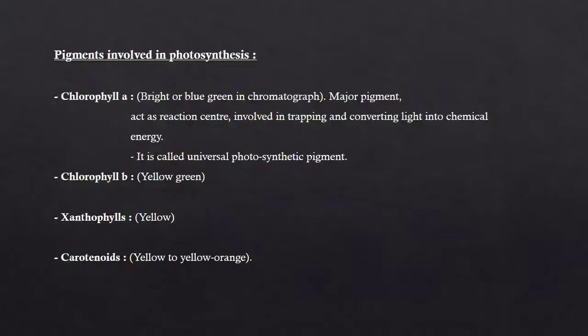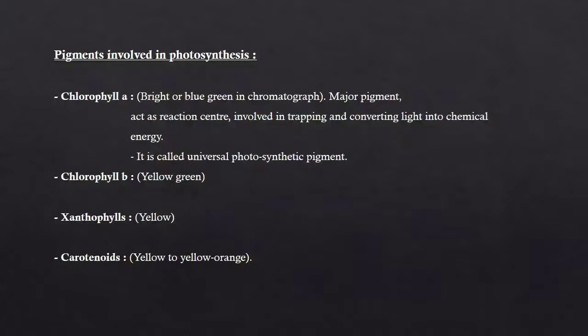Chlorophyll A is bright or blue-green in the chromatograph, right? You must have performed the chromatography technique in your practicals of class 11th, where you distinguished all the colors, all the pigments: chlorophyll B, A, xanthophyll, carotenoids. Chlorophyll A is the major pigment, acting as a reaction center involved in trapping and converting light into chemical energy. It is also called the universal photosynthetic pigment. The second one is chlorophyll B, which is yellow-green in color. Xanthophyll is yellow. Carotenoids are yellow to yellow-orange in color. So the pigments involved in photosynthesis are chlorophyll A, chlorophyll B, xanthophylls and carotenoids. Now we know the coloration of these pigments, correct?